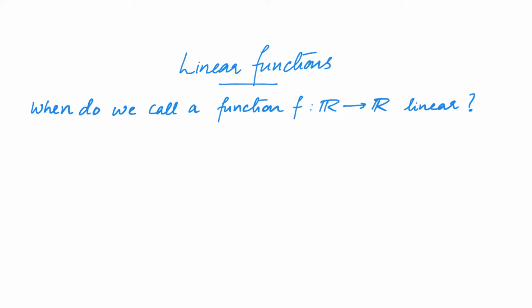I assume that most of you would have encountered linear functions, and you might say that a function f from R to R is linear if it has the form f(x) = ax + b, where a and b are some constant real numbers. And this would be a correct answer. But we need to ask one question. Why are such functions called linear? What is the meaning of the word linear?